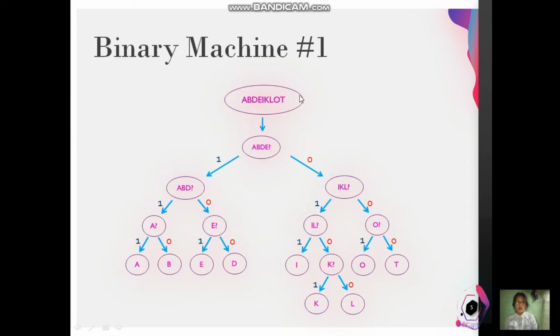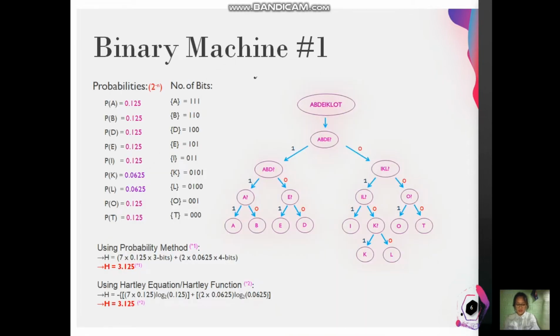I already designed my machine. A yes represents a 1 and a no represents a 0. We find the occurrence of each letter based on this machine, and then compute the entropy using the 2 methods. First, let's determine the number of bits by tracing up the path. For letter A, it is 1, 1, 1. So it's 3 bits. What is the probability of having 3 bits?